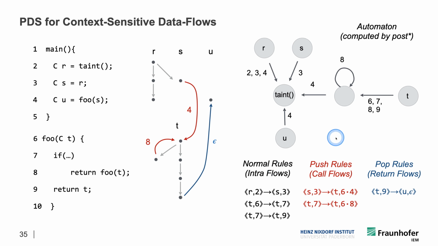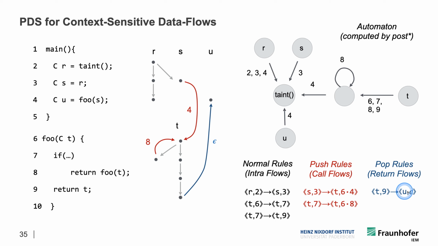Okay. So in this example, we have, again, normal push and pop rules, right? So we have the normal rules for the intra-procedural flows, basically the grayish edges that you see here. But we also have these push rules, right? So S at statement 3 is being assigned to T at statement 6 in the context of line 4, what you see here, right? But we also have the situation that T from line 7 is being assigned to T at line 6 in the context of statement 8, right? This is the recursive call that you see down here.